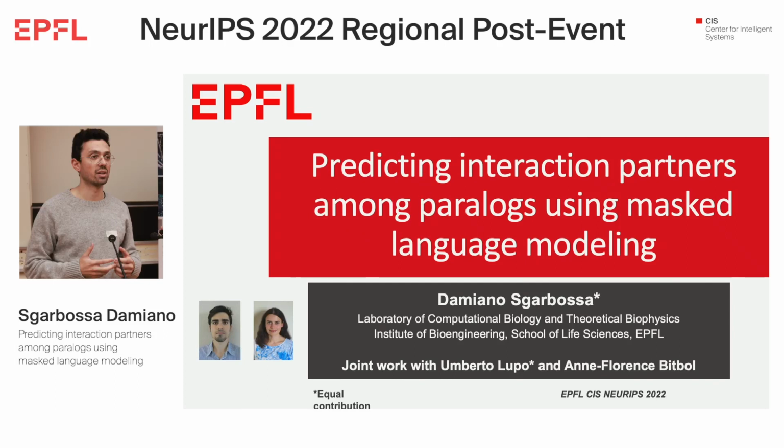Hello everyone, my name is Damiano Sgarbossa and I represent a joint work that I did with Umberto Lupo and Florence Bitwell. In this work, we propose to use masked language modeling to correctly infer protein interaction partners among paralogs.